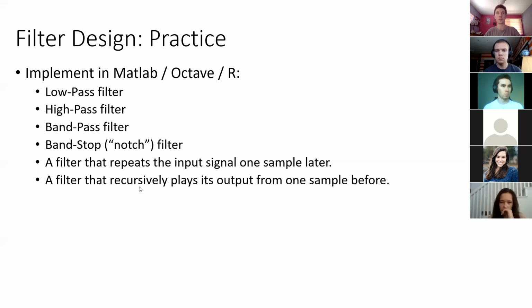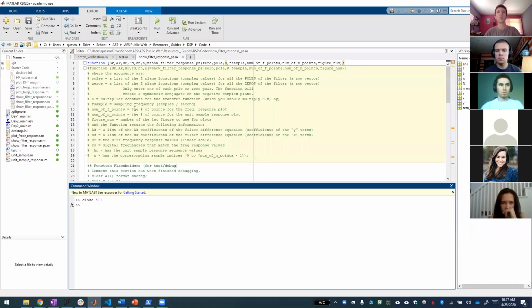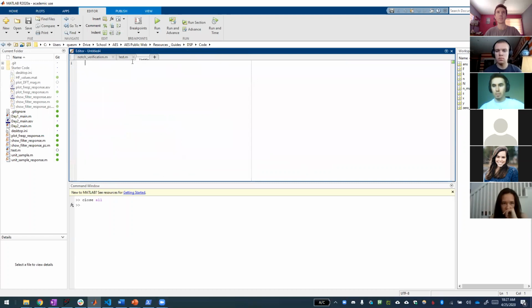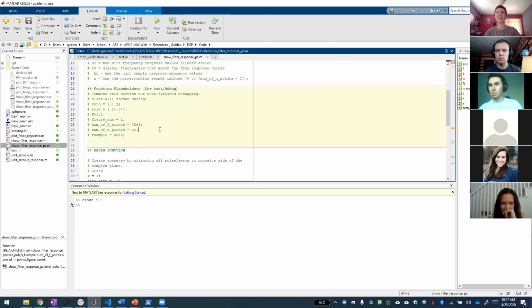I guess the easiest way to do that, let's see. Also, I found out why this wasn't running last time. It was just a path issue, MATLAB was seeing duplicate files. So I'm just going to use this.